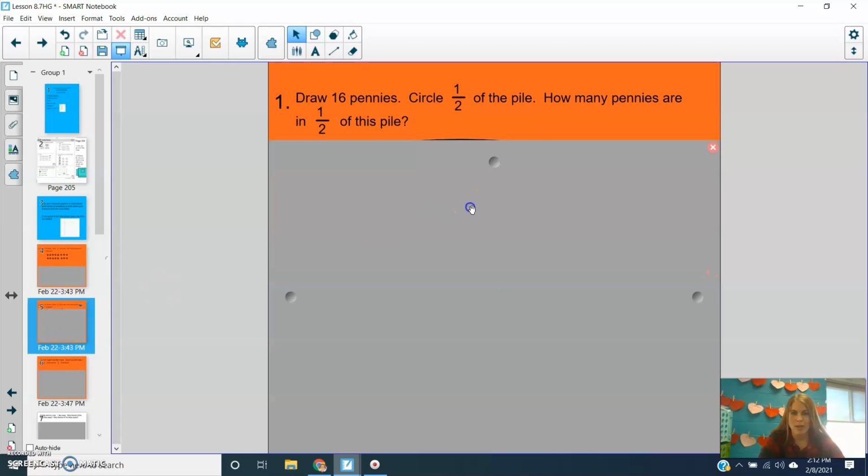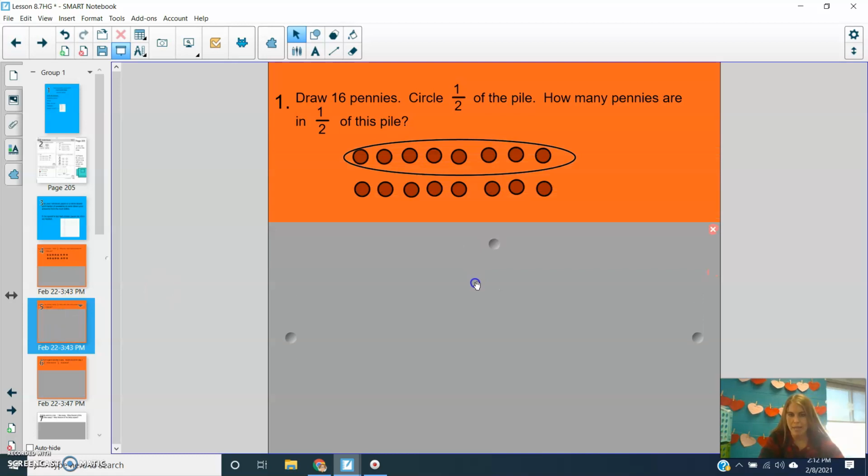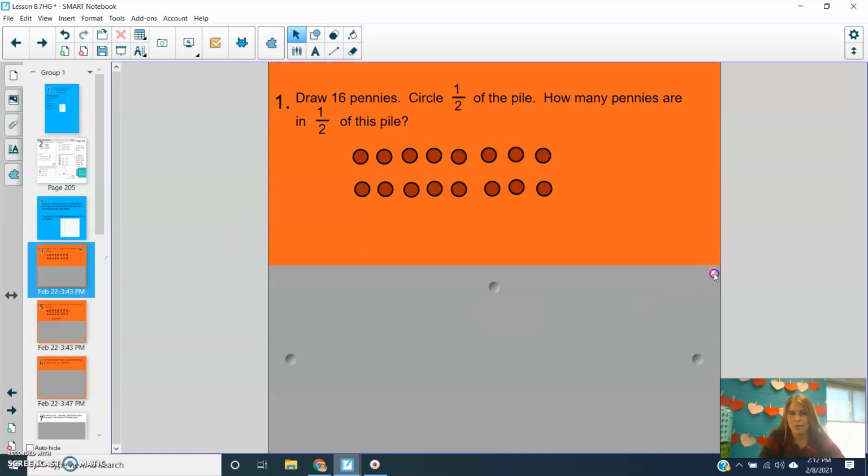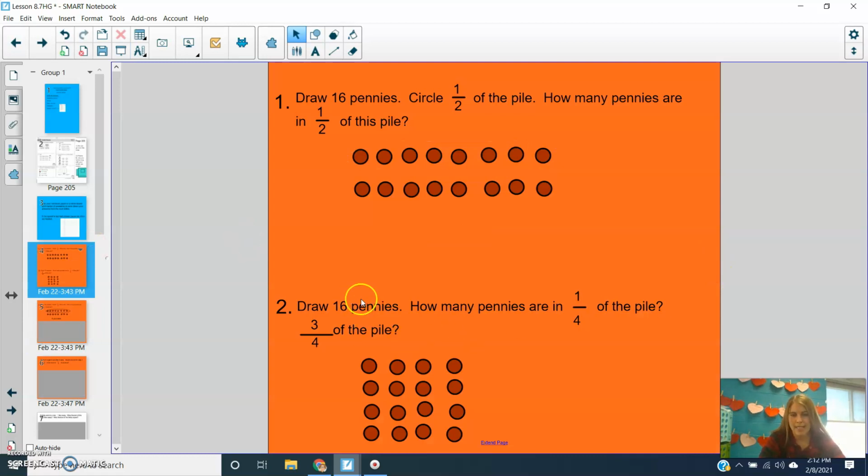So looking at number 1, I circled half of the pennies, and I can see that there are 8 pennies in half of the pile. Let's try another problem like that. For this next one, can you draw 16 pennies again? And notice how I drew them a little bit different because I wanted to divide them into groups of 4. So how many pennies are in 1/4 of the pile and how many are in 3/4 of the pile? Press pause to answer and then play when you're ready to check.